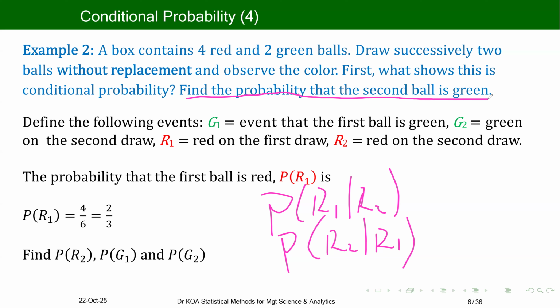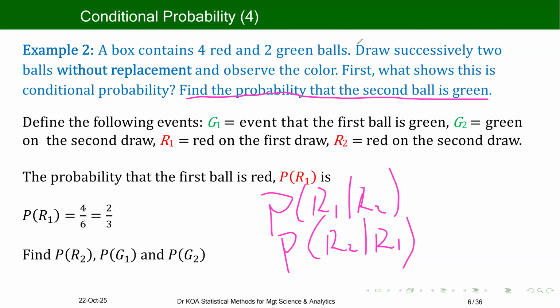I was just asking you to give me the probability of obtaining a red ball, without reading so much into it. If you were to find the probability of the first ball being red, what would it be? That would be 4/6. The second ball is red, what would that be? 4/6.